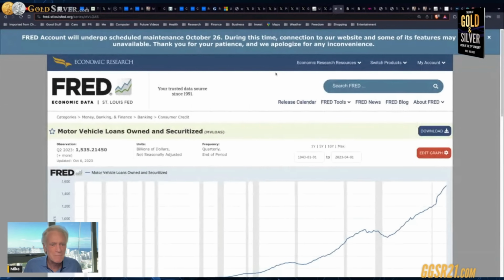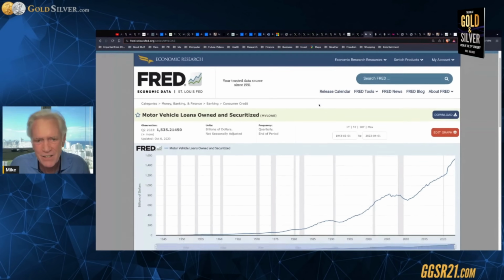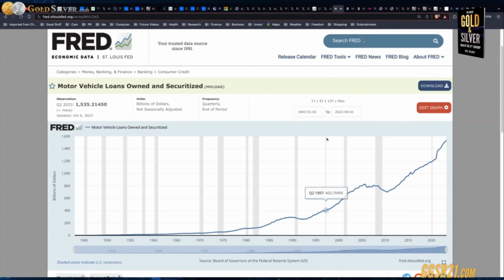So we're going to get into a little bit of economic data, and I just found this interesting when I came across it. Here we are on the St. Louis Federal Reserve's website, the FRED, and what we see here is automotive. This is basically connected with automotive sales.